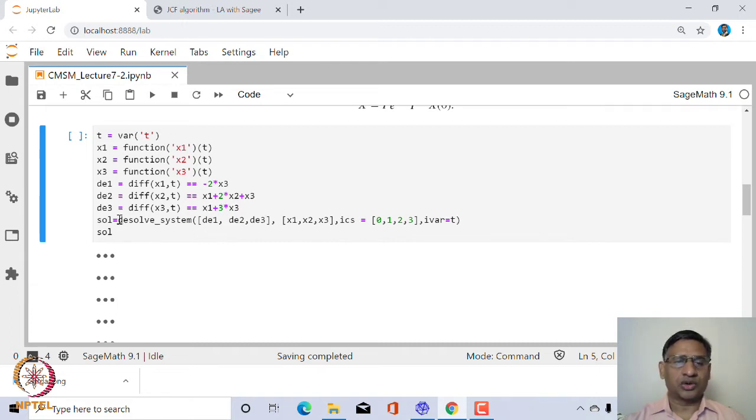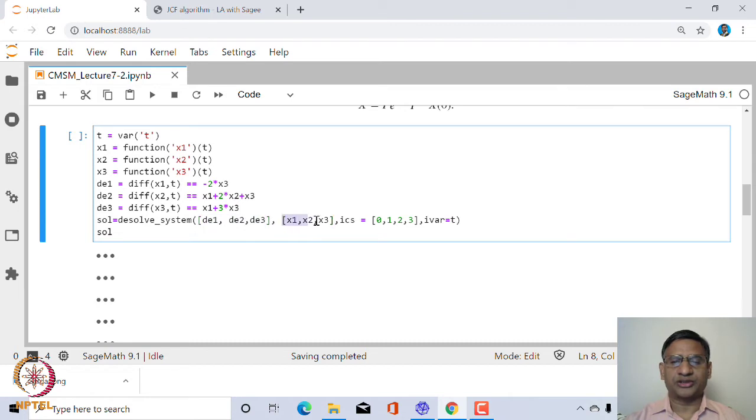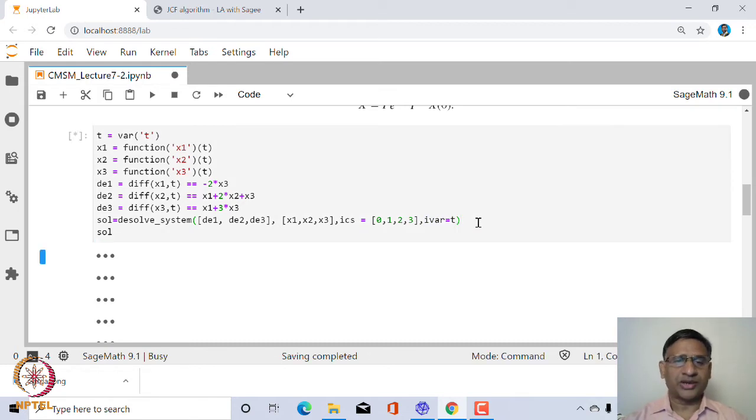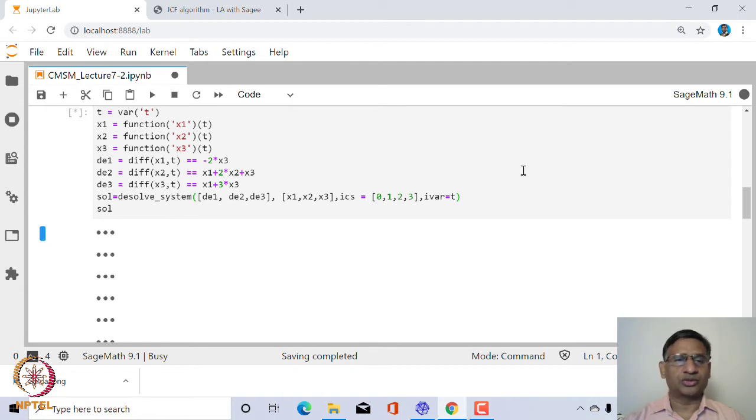Now you just call DE solve underscore system, give the list of differential equations and mention the variables with respect to which you want to solve, and mention the initial conditions. So here the initial condition is 0, 1, 2, 3, that simply means that x1 at 0 is 1, x2 at 0 is 2, x3 at 0 is 3, and you mention the independent variable, this is t here. So if I ask it to solve, it will give you the solution.